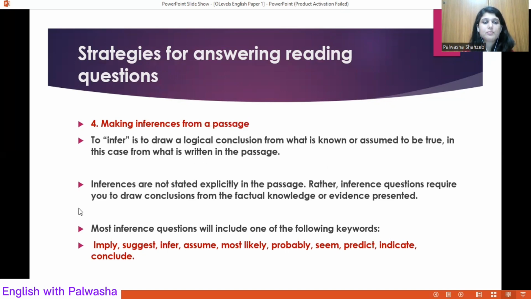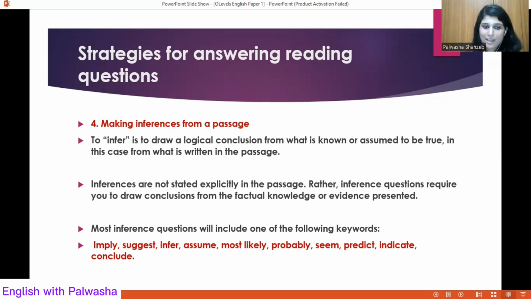All right. Inferences are not stated explicitly in the passage. Rather, inference questions require you to draw conclusions from the factual knowledge or evidence presented. Most inference questions will include one of the following keywords, and these are the keywords which will be extracted from all of those papers for your ease, my dear students.